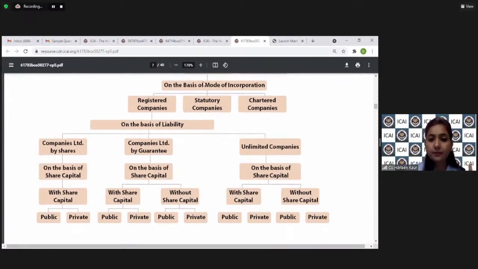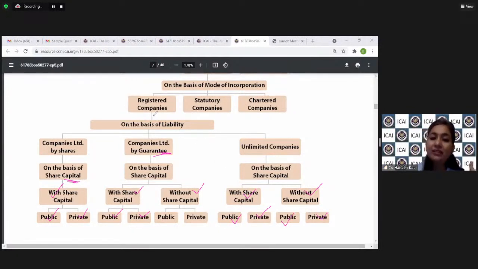Let's see this. So this chart seems to be very scary, but it's very, very simple. On the basis of share capital, if you have a company limited by shares, you need to have share capital. It can either be a public company or a private company. Similarly, where the guarantee has been given, the company's liability is limited by guarantee. It can be with share capital or without share capital. Again, it can be a public company or a private one. Similarly, an unlimited company can also be with share capital, further into public and private, or without share capital, and it can be public and private.